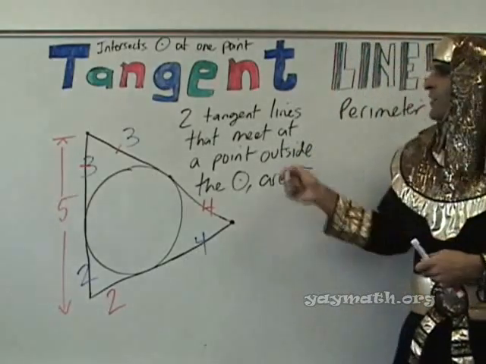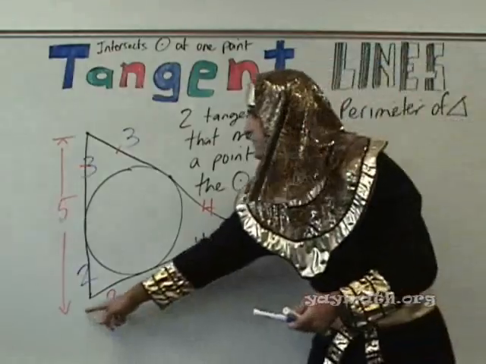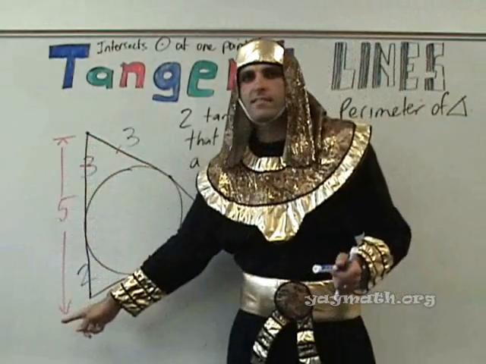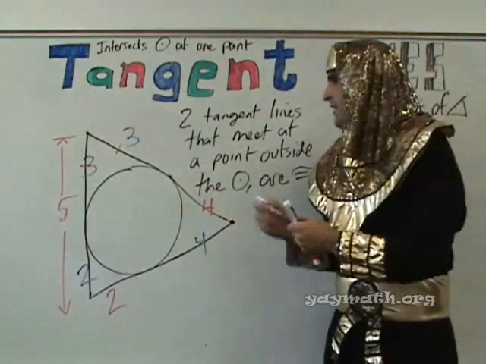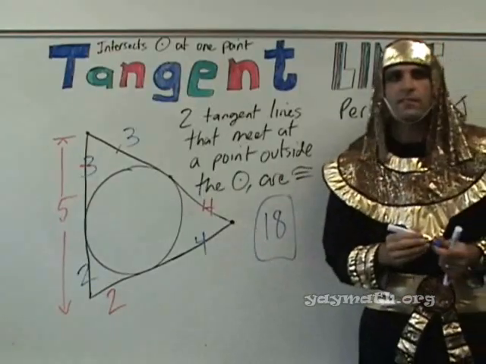Okay, what's the perimeter of the triangle then? What's this side? 6. 6 plus 5 is 11 plus 7, 7 is 18. 18. Okay, that's the perimeter of the triangle.